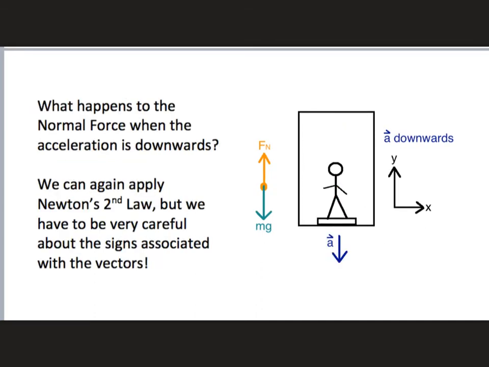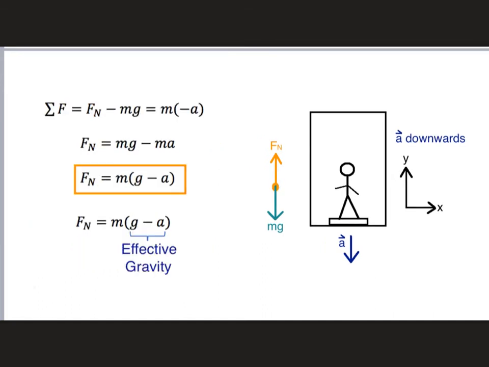Okay, so here we have the same situation. The guy's in the elevator, but this time what happens if it's accelerating in the downward direction? So we're going to have the same sum of the forces. The sum of the forces is going to be Fn minus mg. But here's the difference. Our coordinate system is in the normal direction. The a, the acceleration, is pointing in the negative direction. So what that means practically is that our a has to be negative. That's a little bit weird, but you can see from the picture that our a is pointing in the negative direction, so we need to have a negative a.